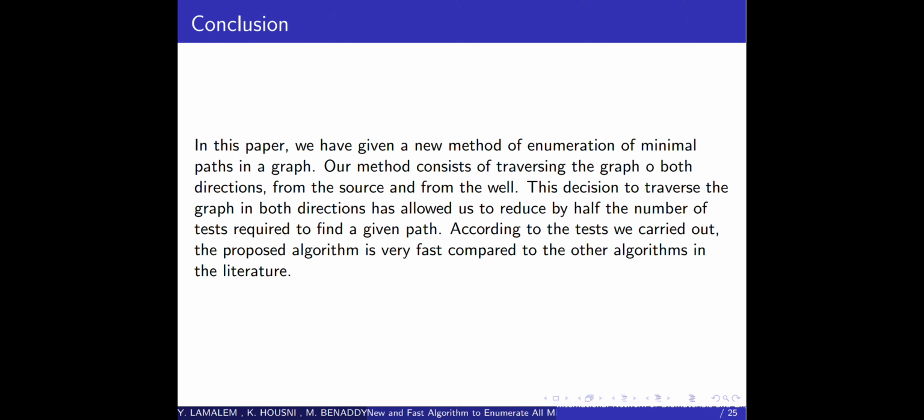As a conclusion, in this paper we have given a new method of enumeration of minimal paths in a graph. Our method consists of traversing the graph in both directions, from the source and from the sink. This decision to traverse the graph in both directions has allowed us to reduce by half the number of tests required to find a given path. According to tests we carried out, the proposed algorithm is very fast compared to the other algorithms in the literature. Thank you.